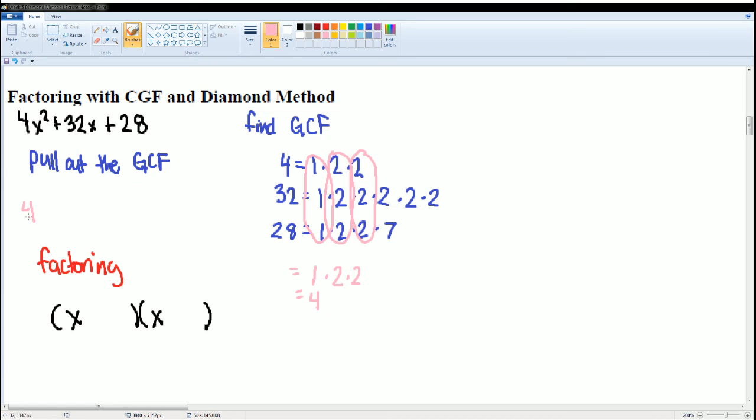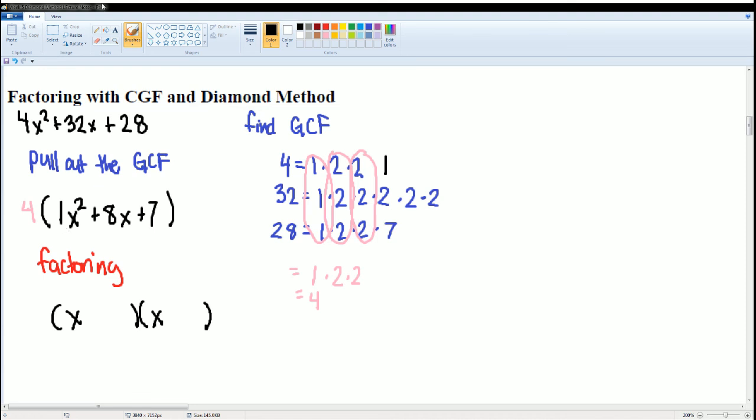And what you have left over inside the first term is a what? A 1. So you have a 1. And what's left here? x squared. Plus, what do you have here? 2 times 2 times 2, which is 8. And that's going to be your x. And 28, you're left with a 7. So 7. Notice here it is very simple because you can't actually factor this out.